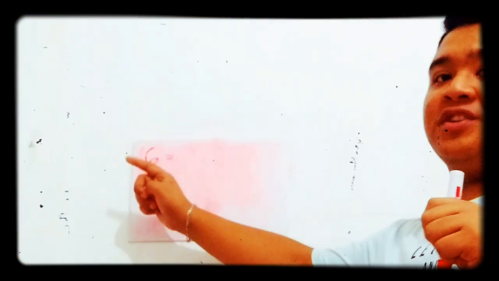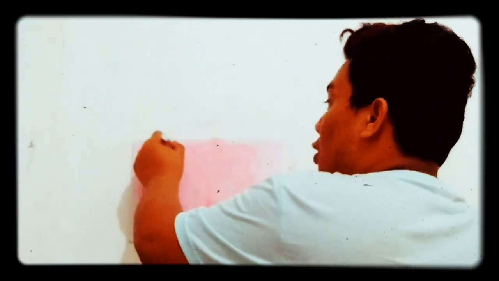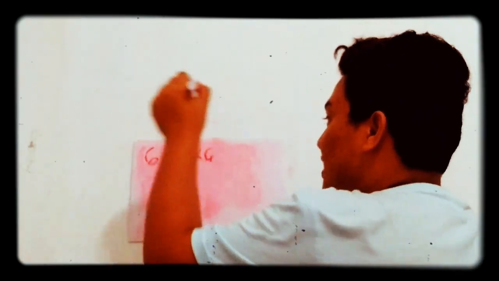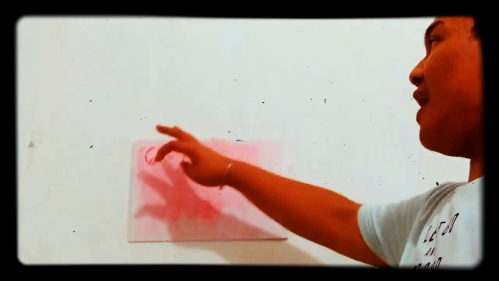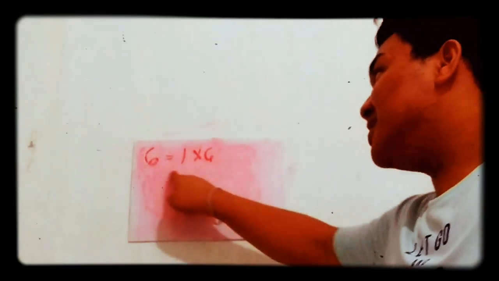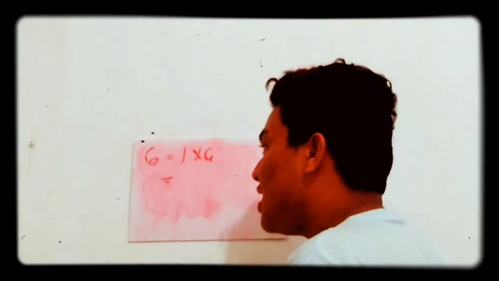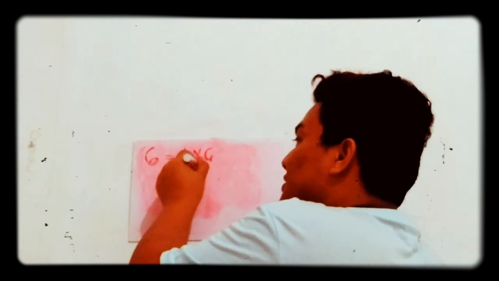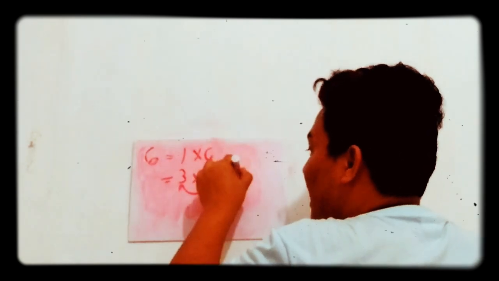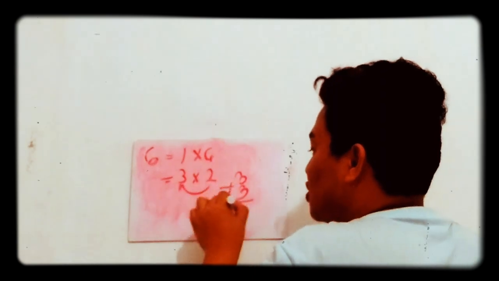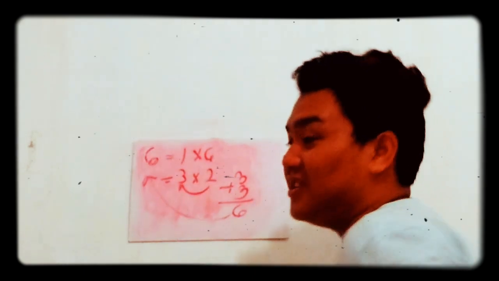For example, what are the possible factors for 6? We can factor 6 by using 1 multiplied by 6, because 1 multiplied by 6 is the same as 6. Then another factor for 6 is 3 times 2. 3 times 2, like that, is equal to 6. So therefore, we got the same answer.